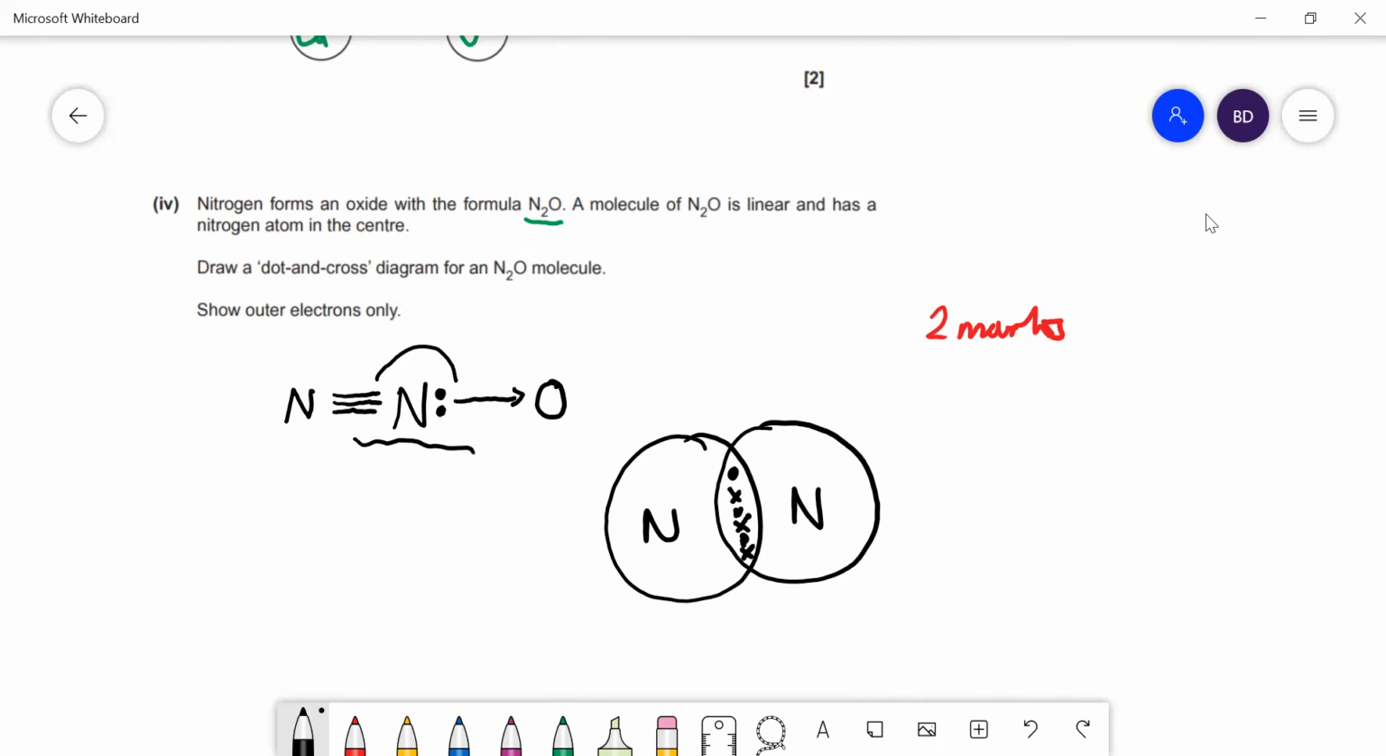Right, the nitrogen on the left, I've drawn 3 of its 5 electrons, so it has a lone pair there. The nitrogen on the right, I need to draw a lone pair there, and that is the one that's going to form a dative bond to this oxygen. Oxygen is in group 6, it's got 6 of its own electrons, so they're going to be like that. So the oxygen has a full 8 electrons in its outer shell. That is nitrous oxide. That is the correct diagram.